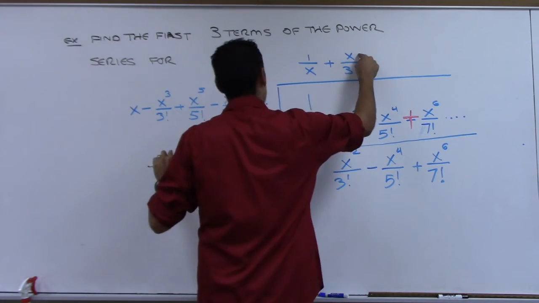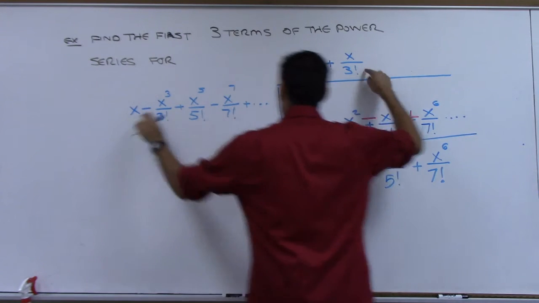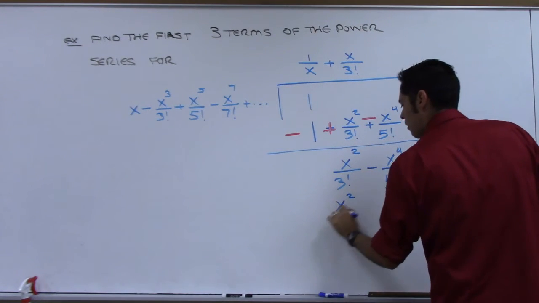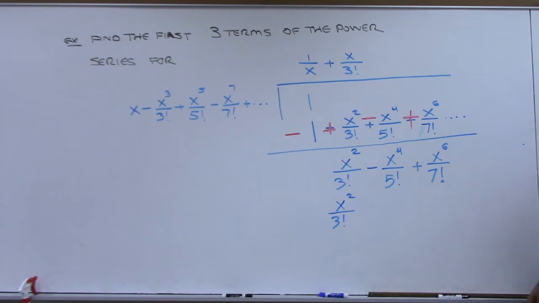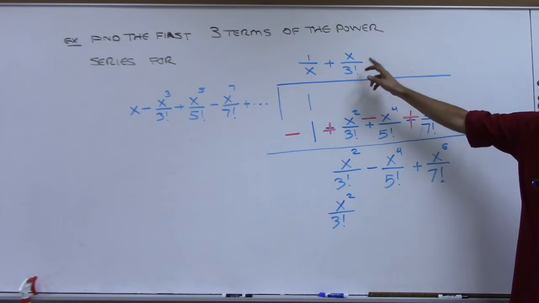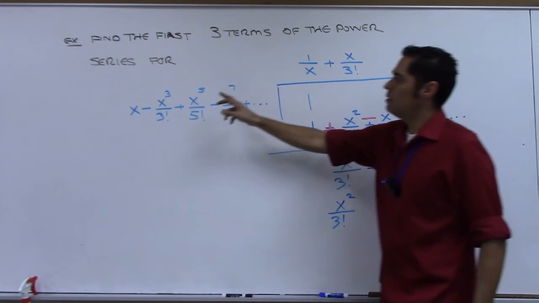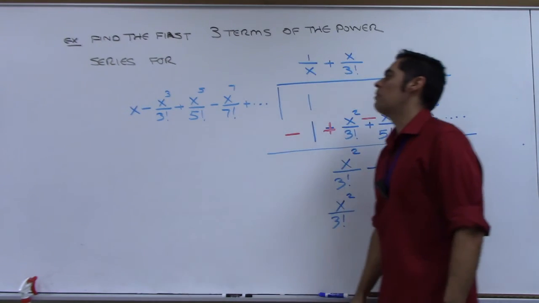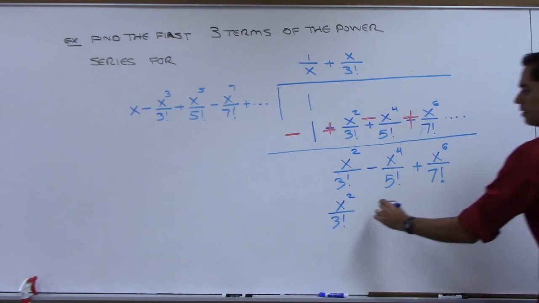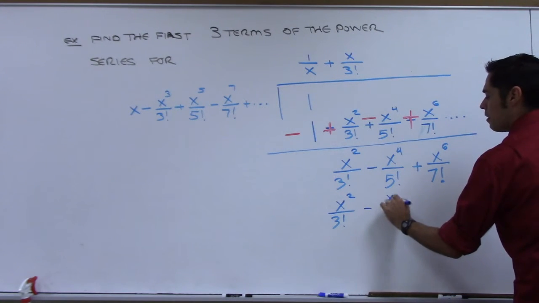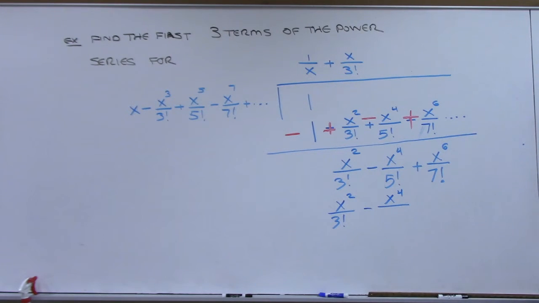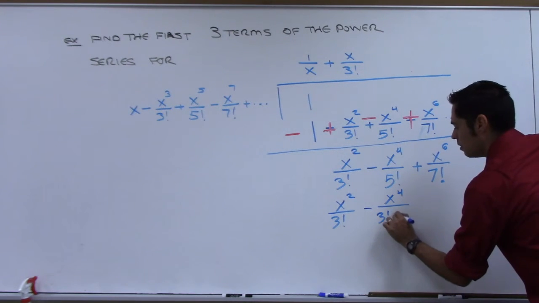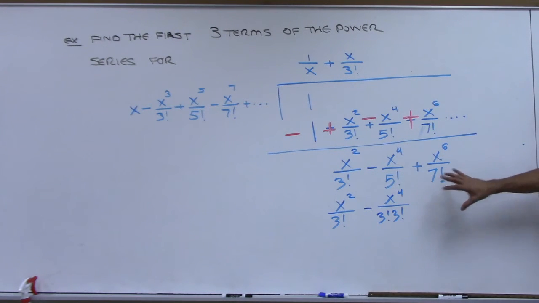So what is x over 3 factorial times x? That gave me the x squared over 3 factorial, right? This is where things get pretty ugly. What's x over 3 factorial times negative x cubed over 3 factorial? It's negative x to the 4th over 3 factorial times 3 factorial. Just leave it like that. We'll resolve this in a second, all right? Y'all see what I'm doing?